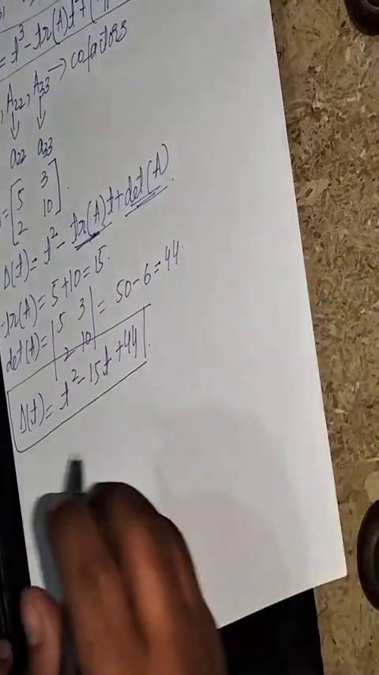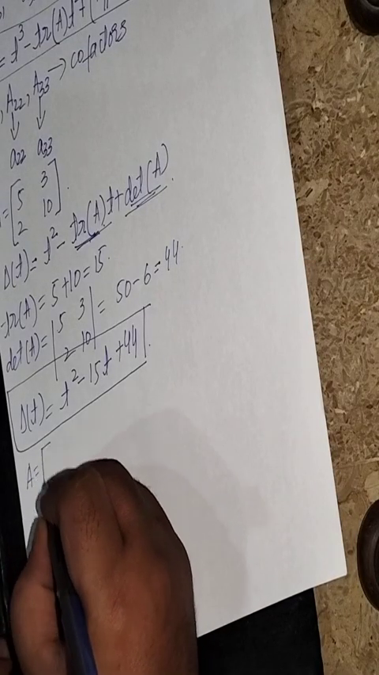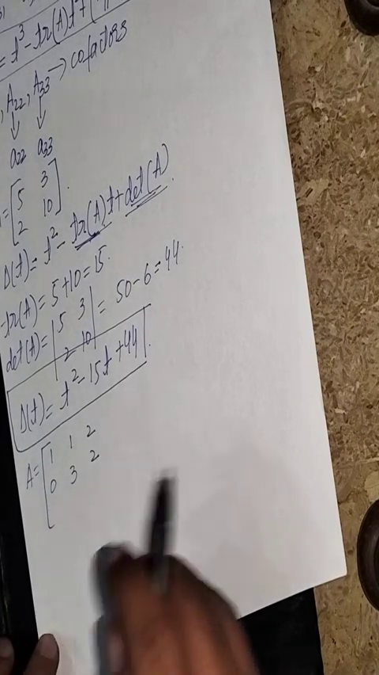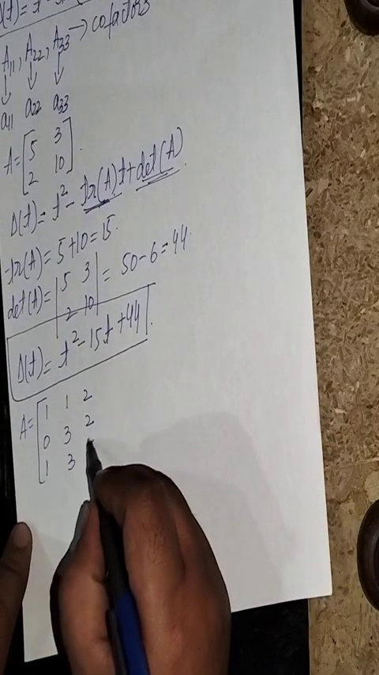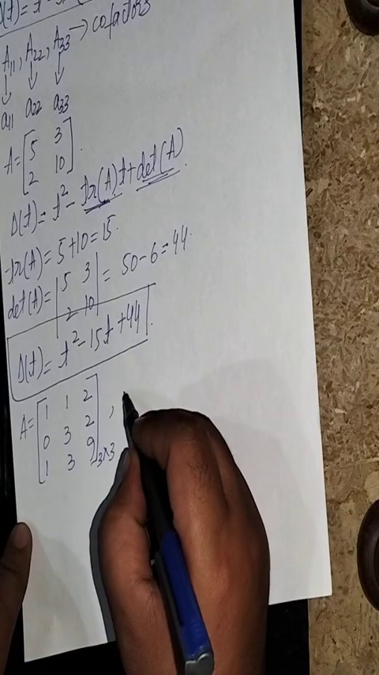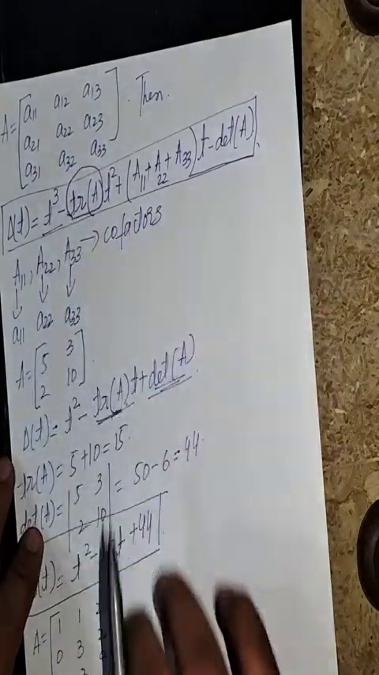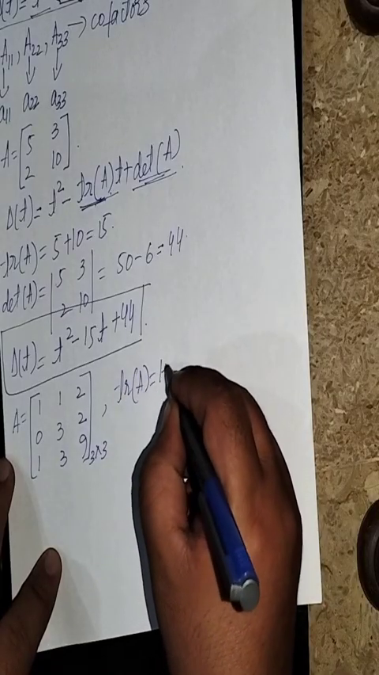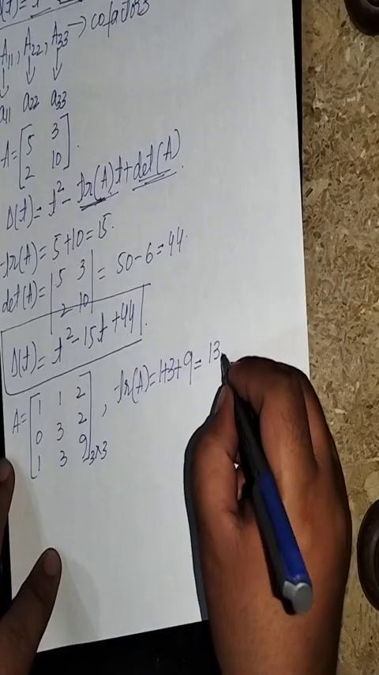Now find the characteristic polynomial of A equals 1 1 2, 0 3 2, 1 3 9. You have now a 3x3 matrix. The formula of this is t cube minus trace of A. First of all you have to find the trace of A. So then you have trace of A equals 1 plus 3 plus 9 equals 13.